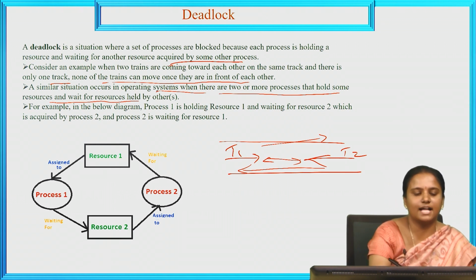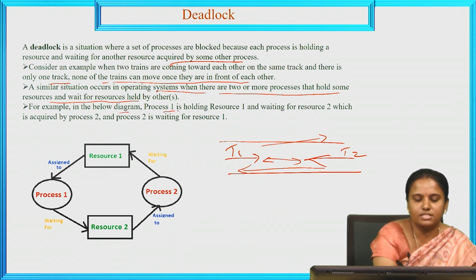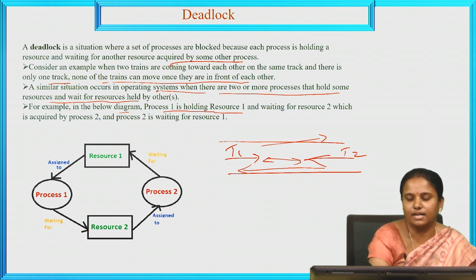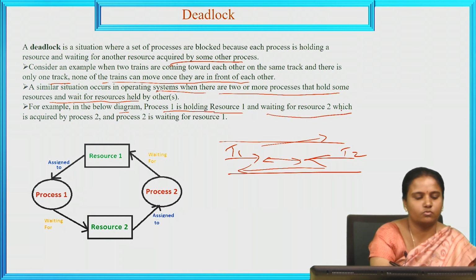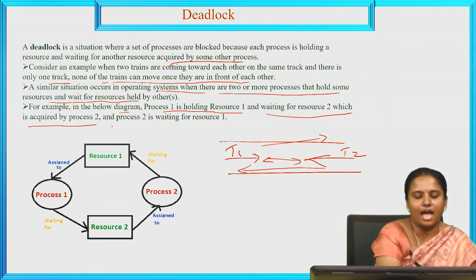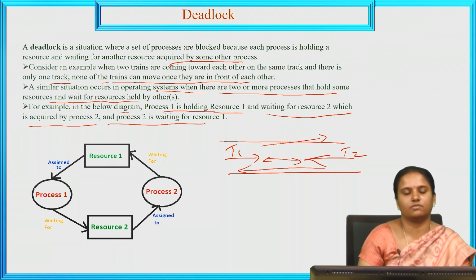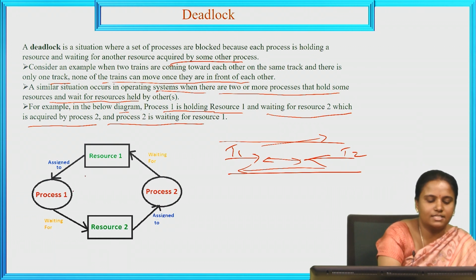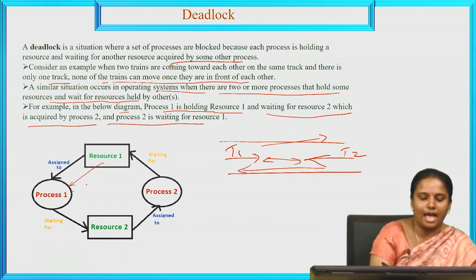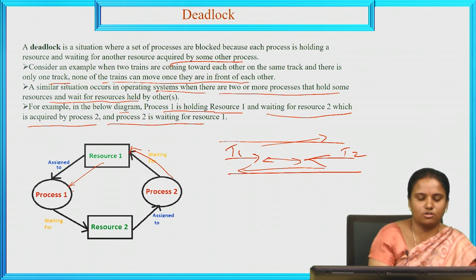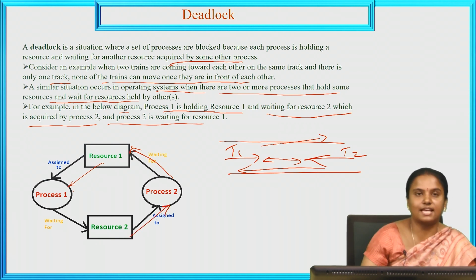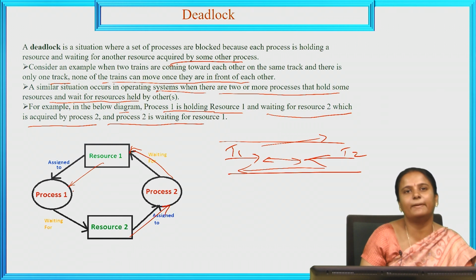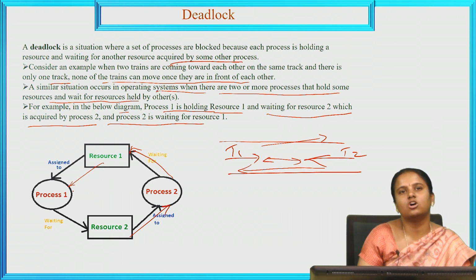For example, consider the below diagram. Process 1 is holding resource 1 and waiting for resource 2, which is acquired by process 2, and process 2 is waiting for resource 1. So see, process 1 is assigned resource 1, process 2 is waiting for resource 1, and resource 2 is assigned to process 2. See how it is happening. One process is assigned and one process is waiting. So how is it happening? It is happening like deadlock, right?